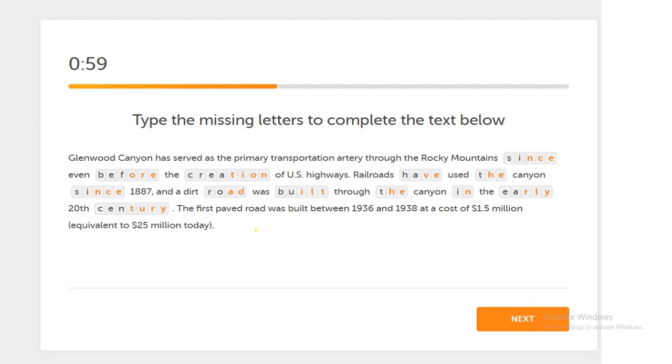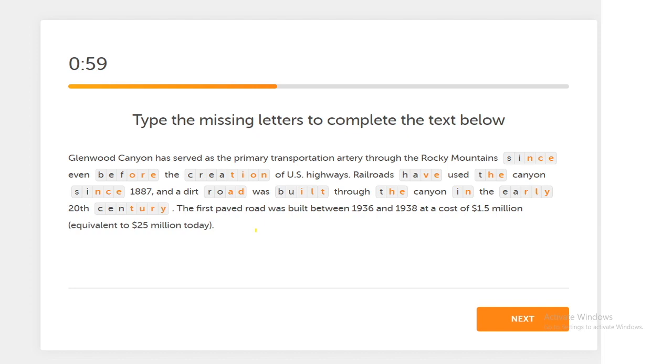So these are the answers. Tally your answers with the answers that are on your screen and let me know how many of you got the right answers. Let's start reading. Glenwood Canyon. That's the name of a canyon, and what is a canyon will be discussed in the next slide. We'll be discussing the meanings of the difficult words from this text. So stay tuned, don't run away right after this slide. We have a lot of vocabulary and meanings coming up.